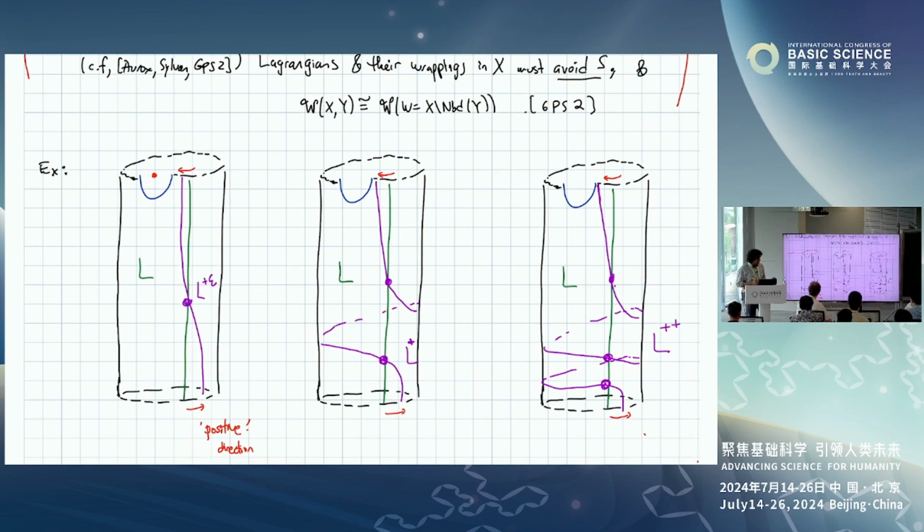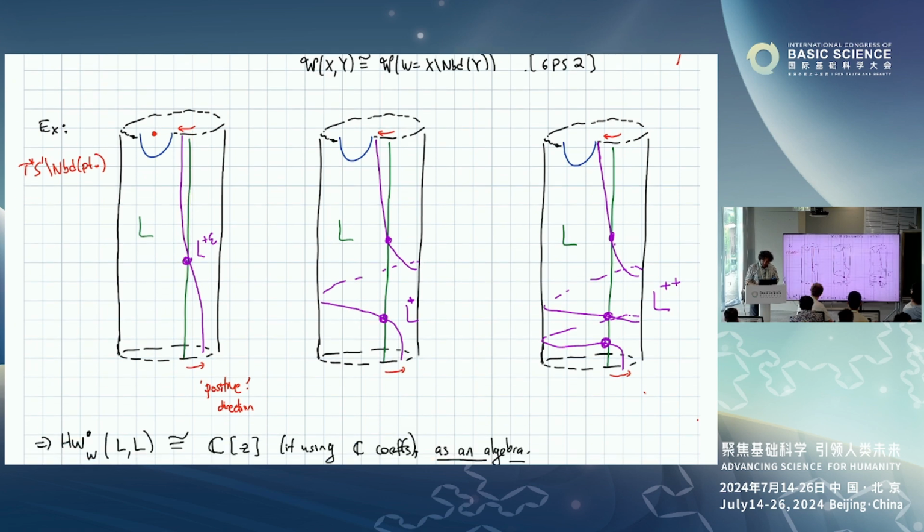Let's just quickly step through one example of what this looks like. I'm going to start with the Liouville sector I get by starting with T*S^1, and I take one point on one side of infinity and remove a neighborhood of it. So I get this blue sector boundary. I'm going to look at this green cotangent fiber L, and I want to compute the wrapped Floer cohomology in this sector of L with itself. So I'll start moving L positively, but not allowing it to touch the blue boundary.